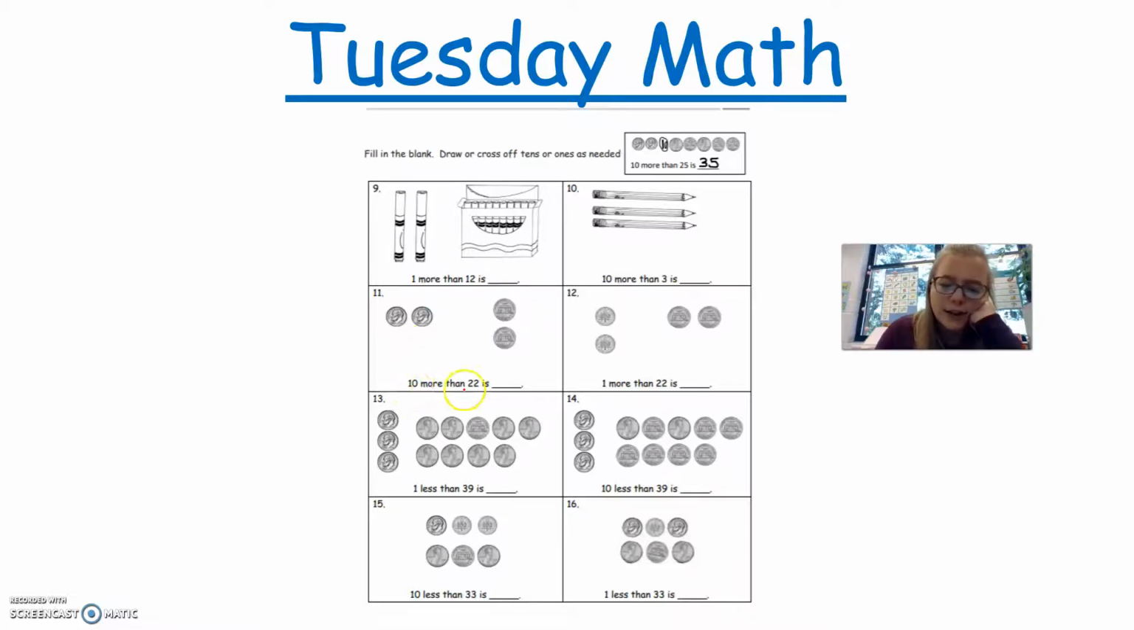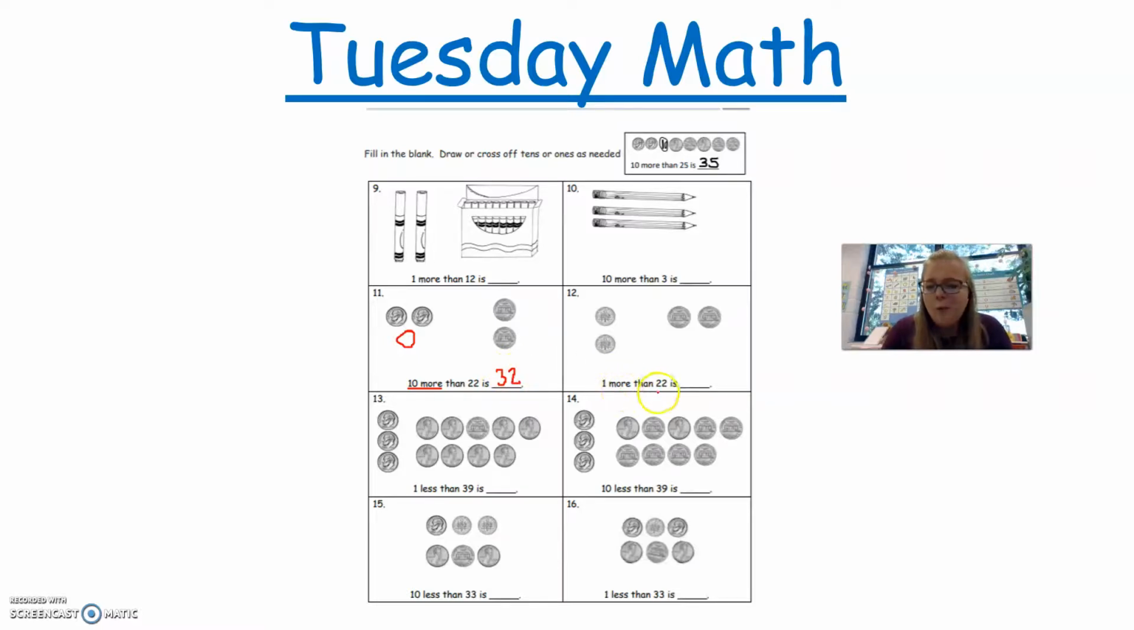10 more than 22 is. Okay, well, I see 10 more. So 10 more means I need to add a 10. So does that mean I should add a dime or a penny? A dime, because they're my 10, so I'm going to add 1 over here. So now I have 10, 20, 30, 31, 32. So 10 more than 22 is 32.